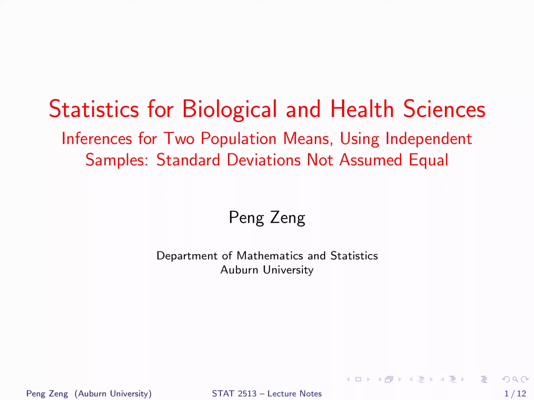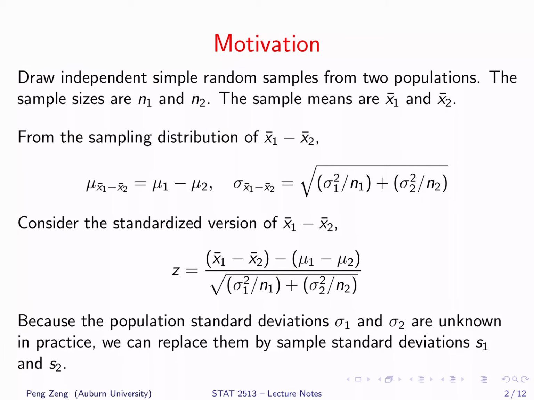This lecture discusses statistical inference for two population means using independent samples when population standard deviations are not assumed equal. Draw independent simple random samples from two populations. Let the sample sizes be n1 and n2, and the sample means x1 bar and x2 bar.